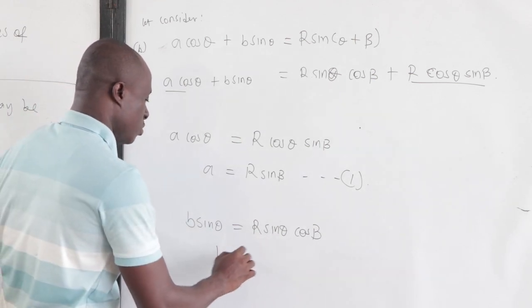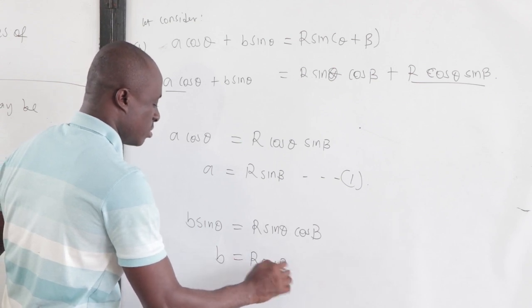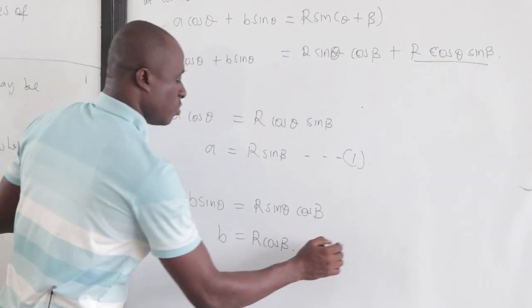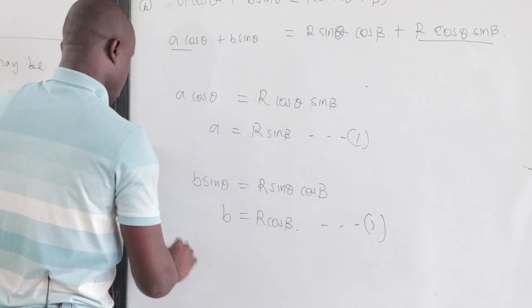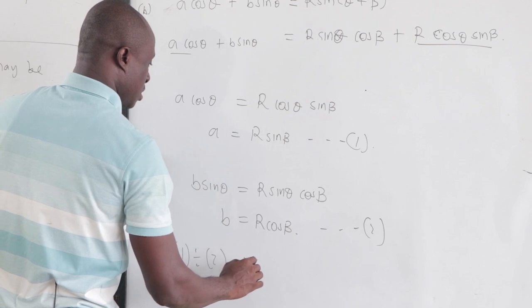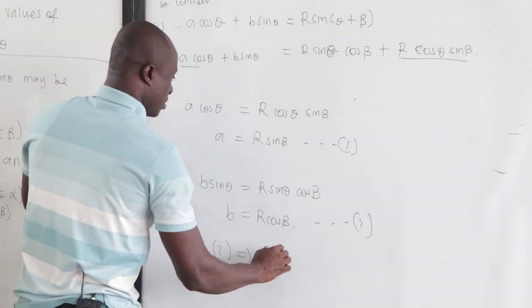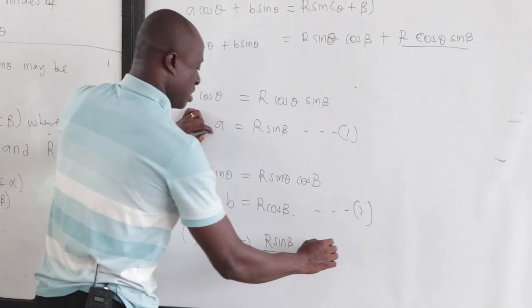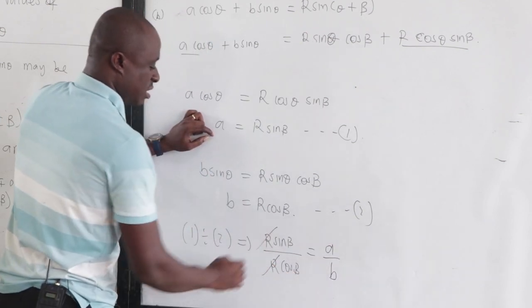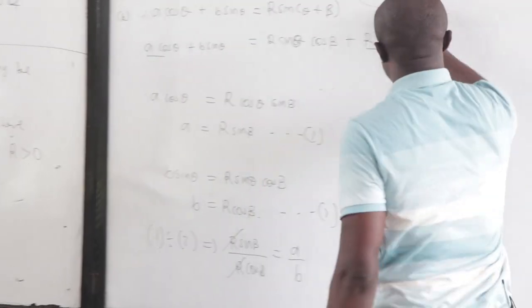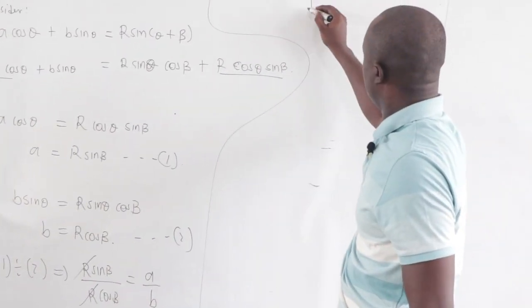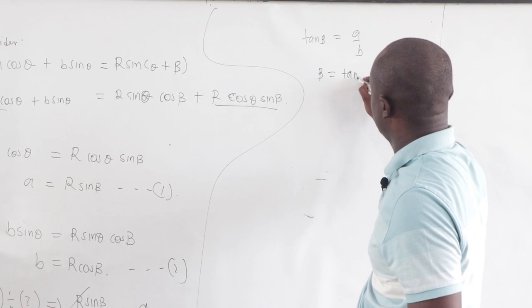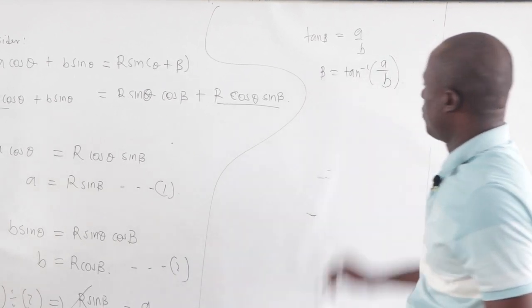So what do you have? b equal to r cos beta. Now clearly, 1 divided by 2 will give us tan. So let's see, we can say 1 divided by 2. We have r sin beta all over r cos beta, which is a over b. This and this will cancel. Sine over cos is tan. So we have tan beta equal to a over b. Beta will be tan inverse of a over b.